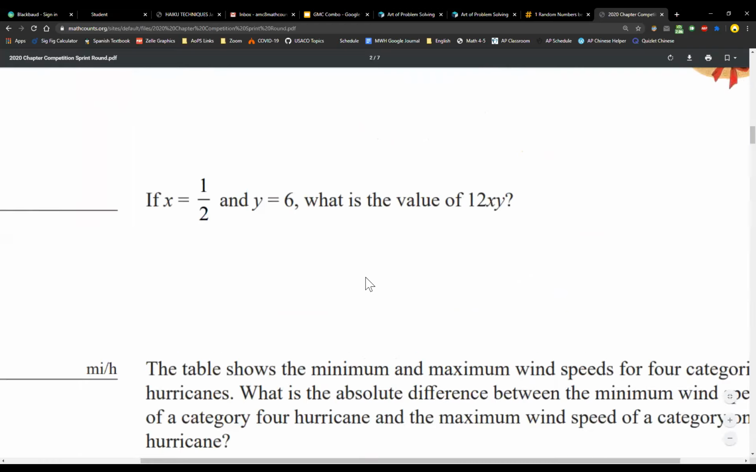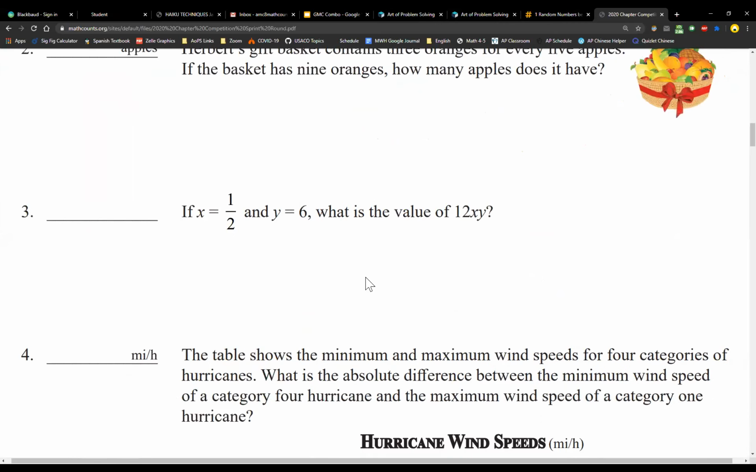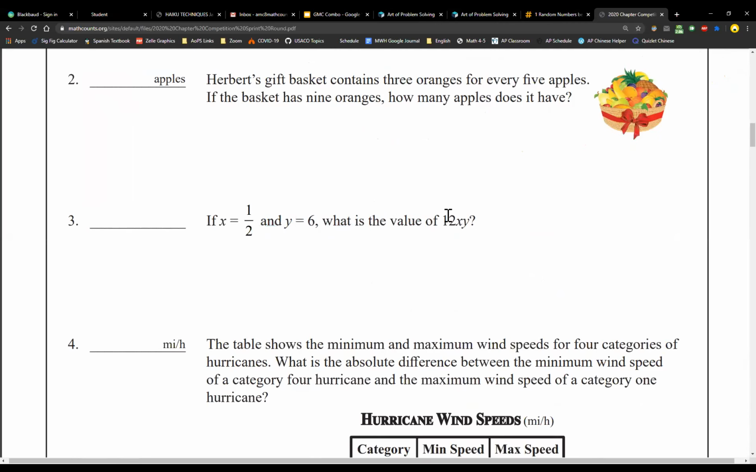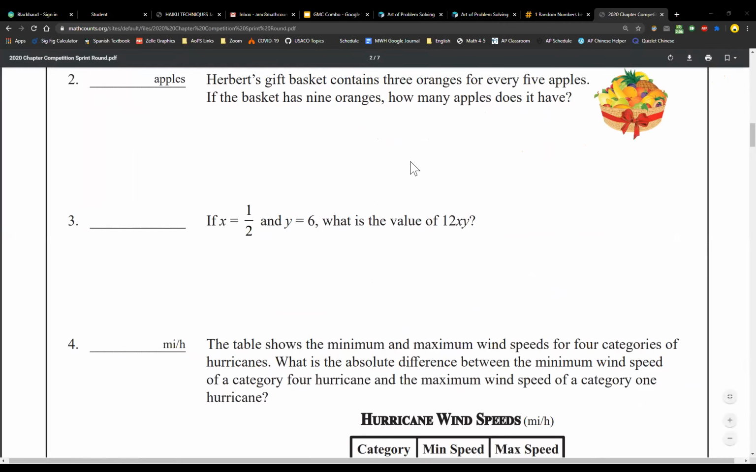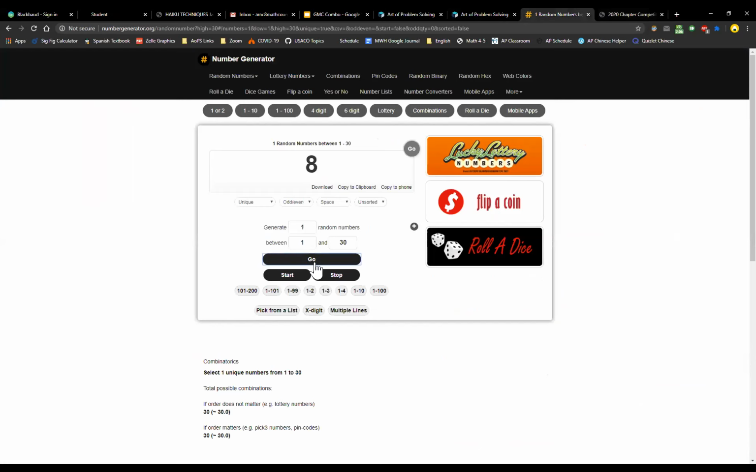Yes, the answer is 36. And the way you solve this problem is you multiply the numbers together. All right, let's do another question. Let's do number 8.